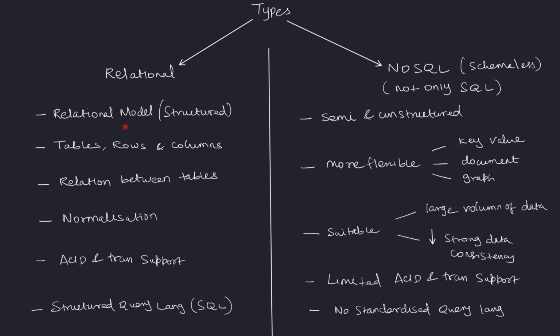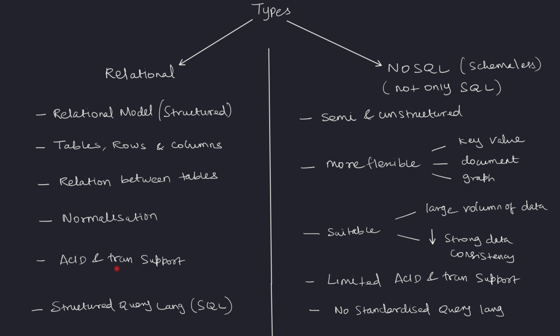Let's start with relational database. A relational database is developed on the relational model, so it uses structured data. We store structured data in a relational database, and the structure itself uses tables, rows, and columns. All the data will be defined in the form of tables, rows, and columns. And we can define relationships between tables. We also use something called normalization to break down data into smaller tables to avoid repetition. So we'll be avoiding repetition and promoting integrity and consistency by using this normalization concept.